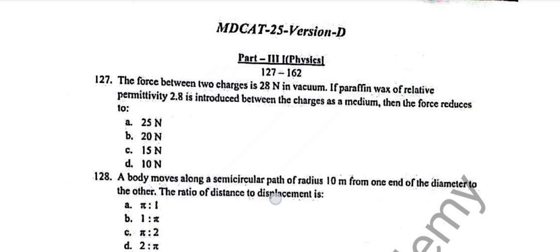Force in a medium is F equals F naught divided by K. Here, 28 divided by 2.8 is equal to 10 N. Relative permittivity, the dielectric constant, always reduces the electrostatic force.